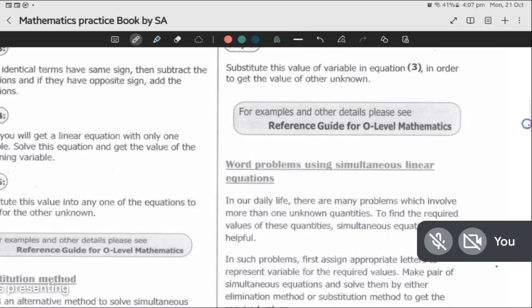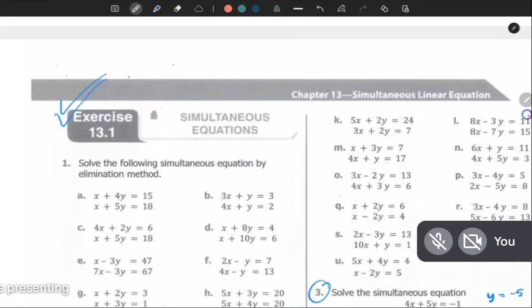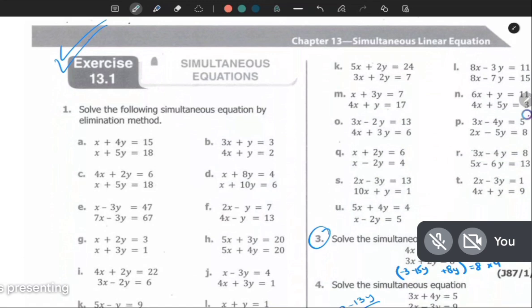For example, starting with simultaneous equations. So this is part of algebra, right? So you'll have two equations in which the variables will have the same values within both equations. So that's why they're called simultaneous, right?